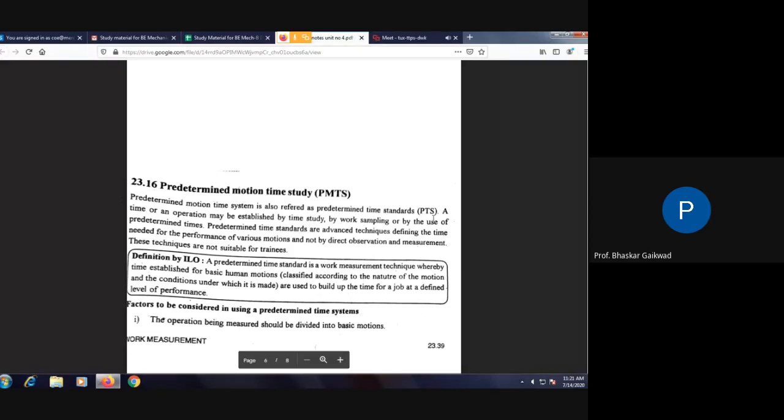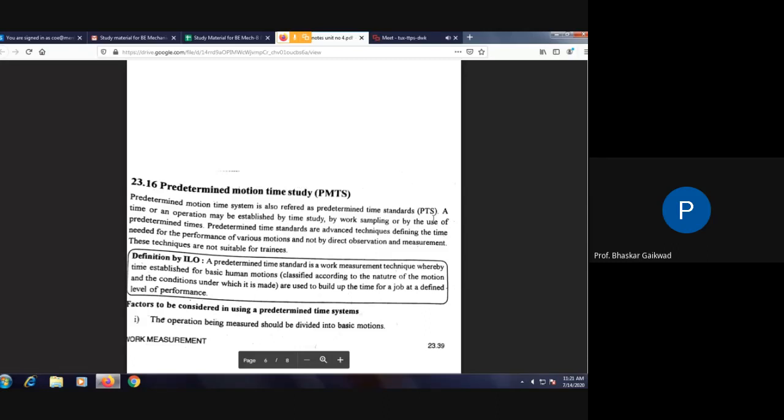So the next part is predetermined motion time study. This is the new topic. Already we have covered standard times and work sampling. These are techniques used in work measurement. Now this is the last technique, that is the predetermined motion time study. Predetermined motion time study is also referred to as predetermined time standard, or simply time standard.